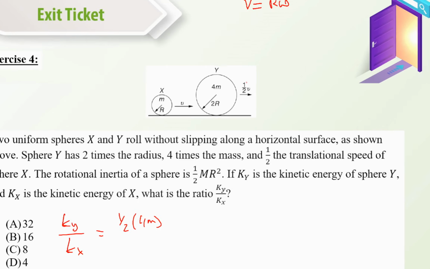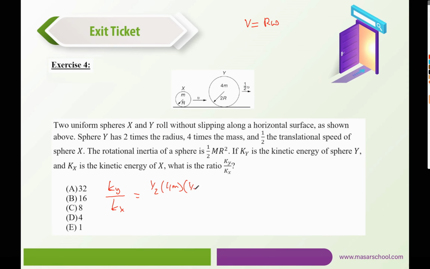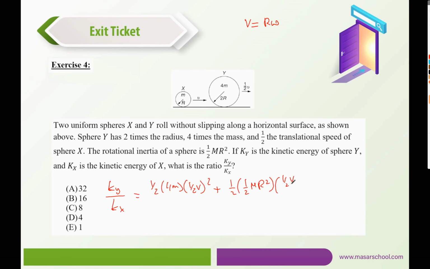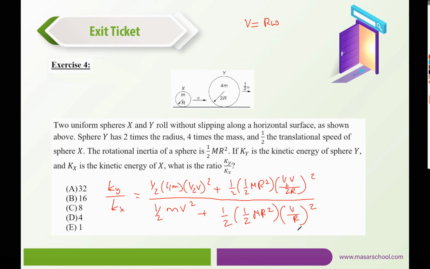and its speed is given by half v, plus half the moment of inertia, which is given by half m r square, and omega is given by half v divided by 2r, all to the power 2, divided by the energy of X, which is half m v square plus half the moment of inertia, given by half m r square, and omega is given by v over r, to the power 2.